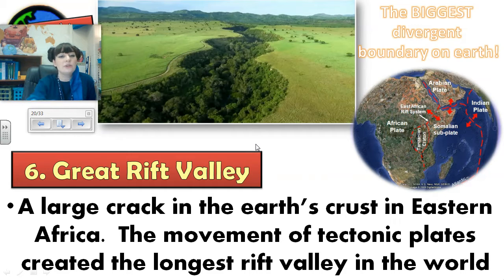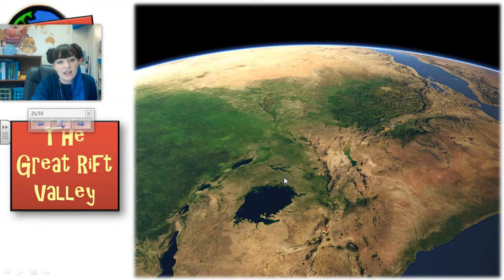It's a big divergent plate boundary, and you can see here, look at this big crack in Africa. So here's Africa from outer space. You can see this big cut in the ground as it's starting to tear Africa apart. Crazy, right?